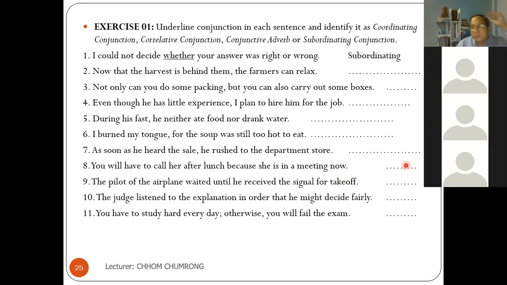Can I try, teacher? Yeah, okay, you can. Number 10, which one? In order that. Yeah, in order that. What kind of conjunction is it? Subordinating. Yeah, subordinating conjunction. Okay.